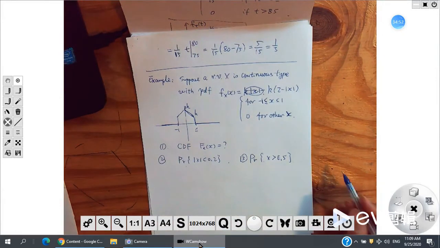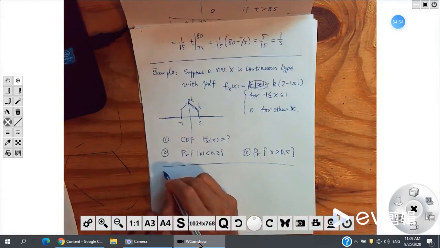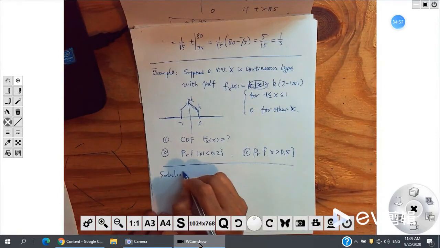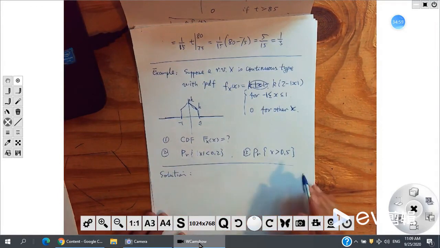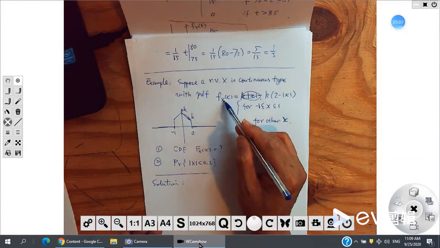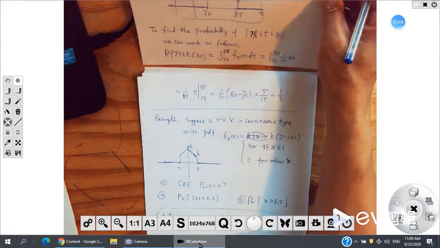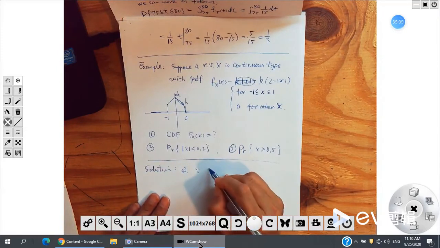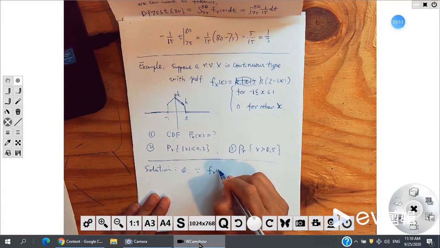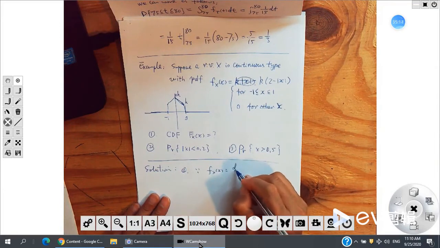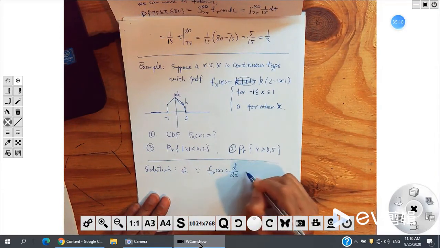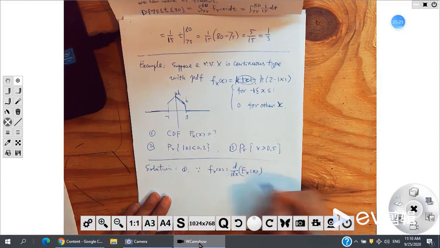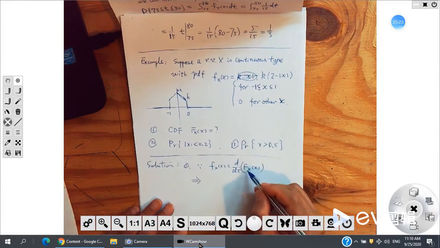Okay, so we can do it like this. CDF. We know the PDF. We have this, right? Because the PDF is the derivative of the CDF. So we will go back, right? Now we know this. We want to find the CDF. What is the capital F?